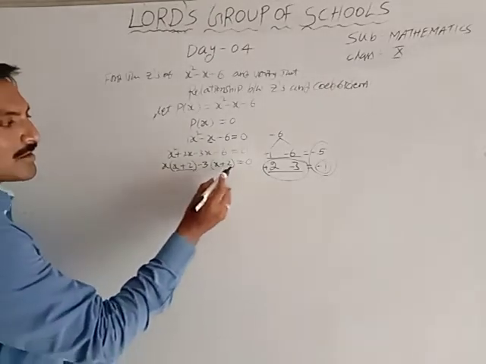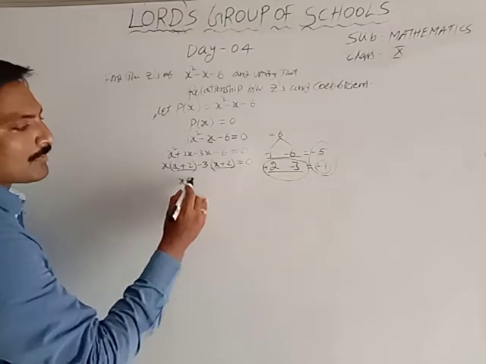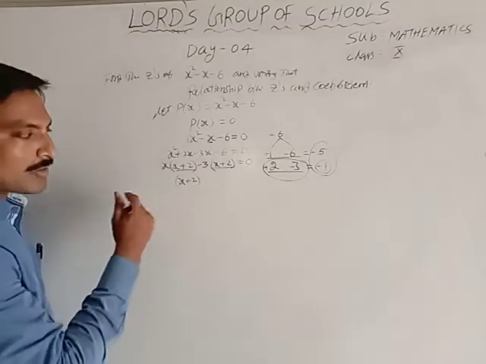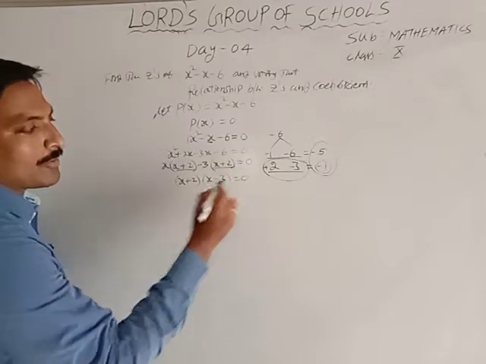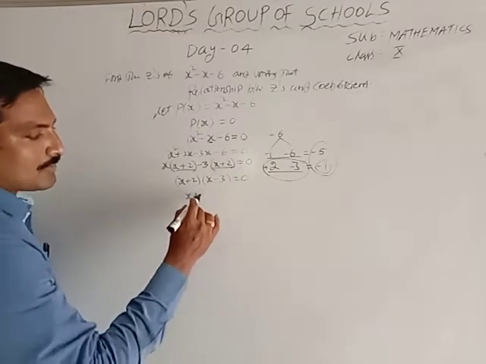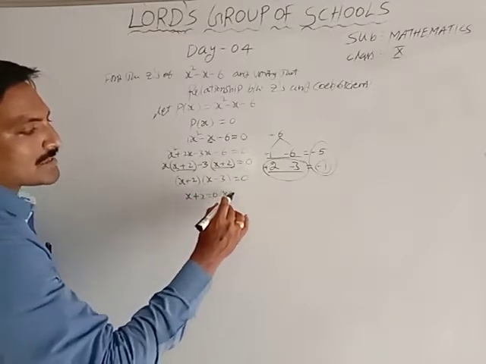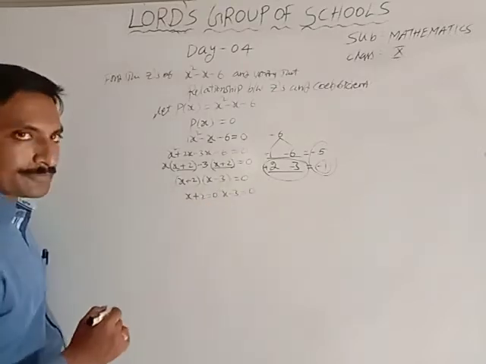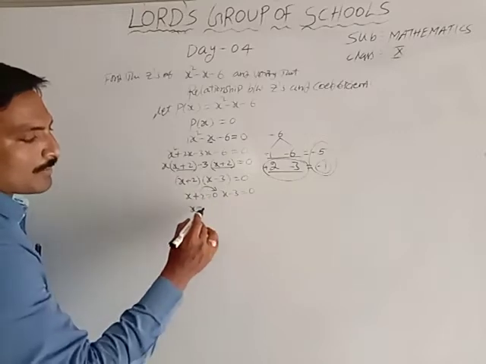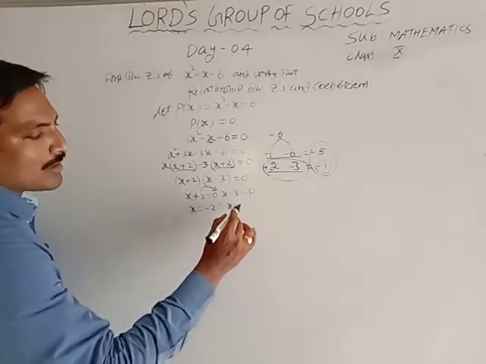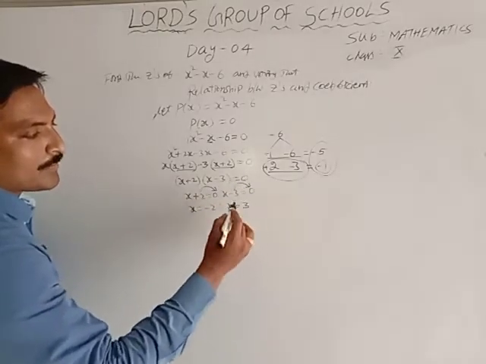Here two brackets are the same. Take the common bracket out. X plus 2 comes outside, left x minus 3 is equal to 0. X plus 2 is equal to 0. X minus 3 is equal to 0. X is equal to plus 2, transfer to this side, minus 2. X is equal to minus 3, transfer to this side, plus 3.